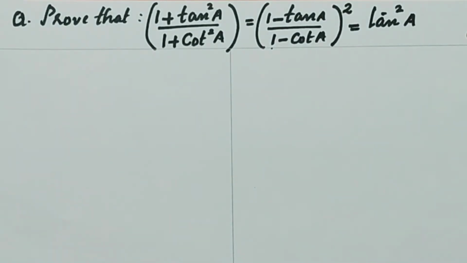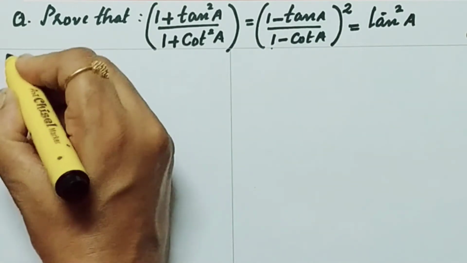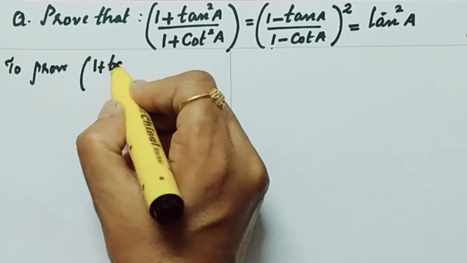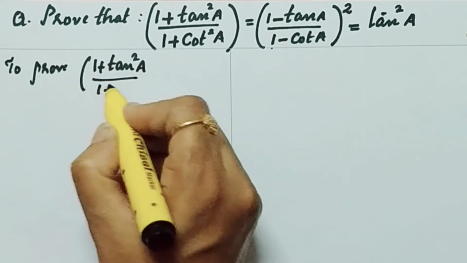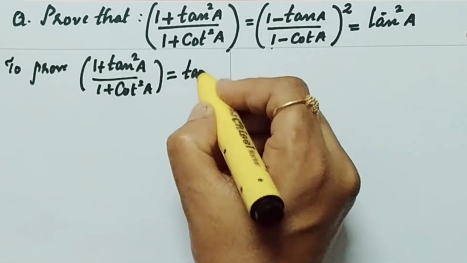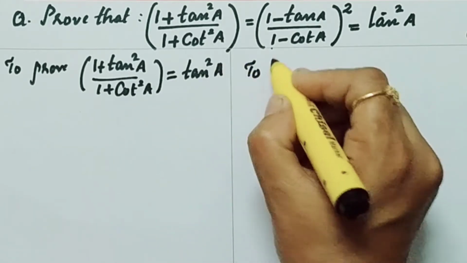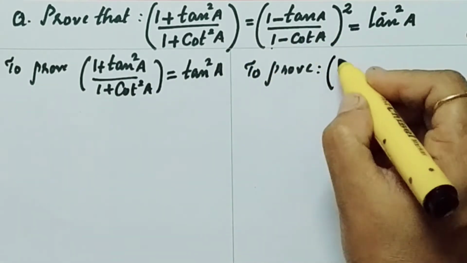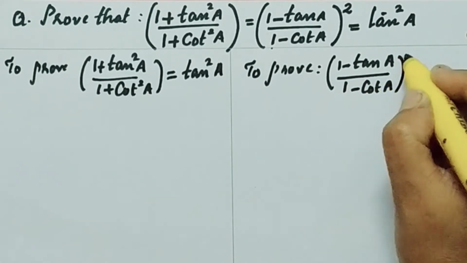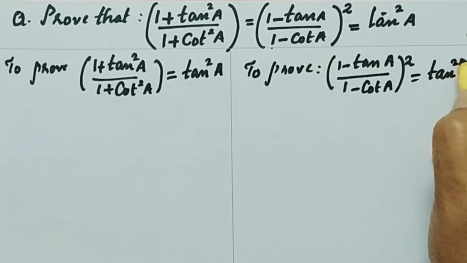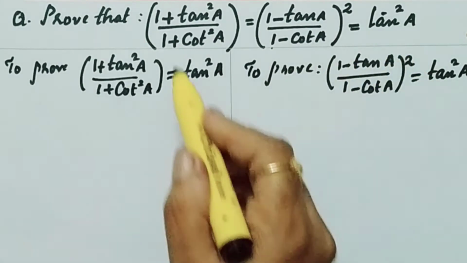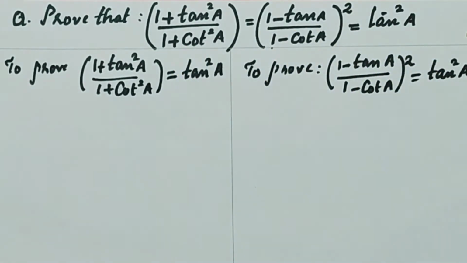In the same way, first you need to prove that the expression (1 plus tan square A) by (1 plus cot square A), the first expression, should be equal to tan square A. And second, you need to prove the second expression, (1 minus tan A) by (1 minus cot A) the whole square, that also should be equal to tan square A. So, to prove expressions of the form A equals B equals C, you need to prove A equals C as well as B equals C. Both of them you need to prove separately.